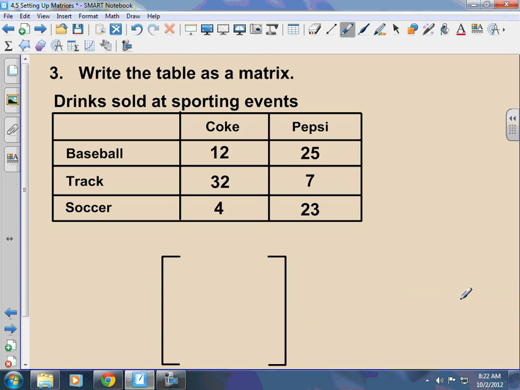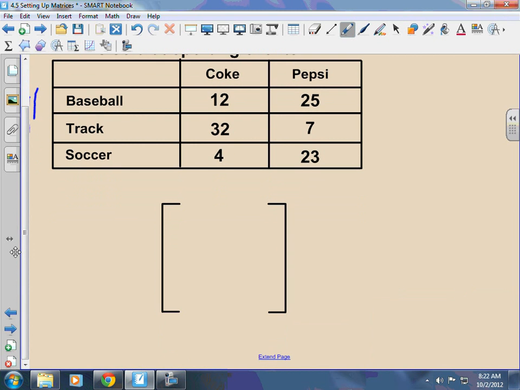Okay, so here we go. Write this table as a matrix. On my left, I have baseball, track, and soccer. So, baseball, track, soccer. Up at the top, I have Coke, Pepsi.